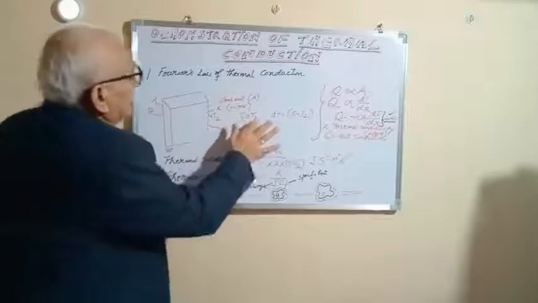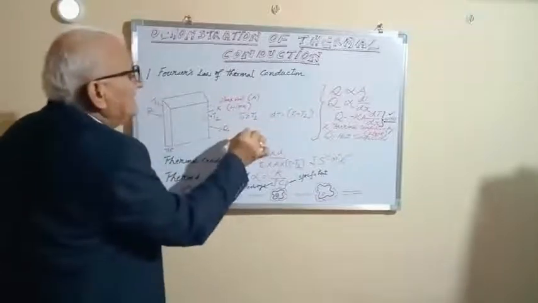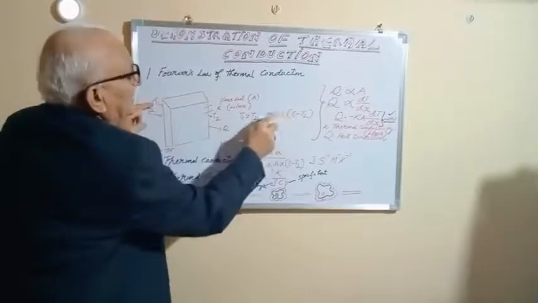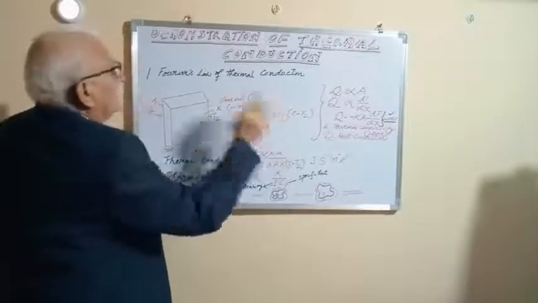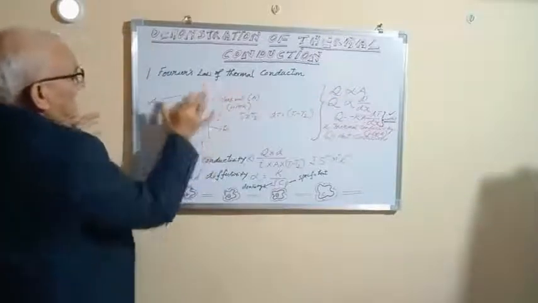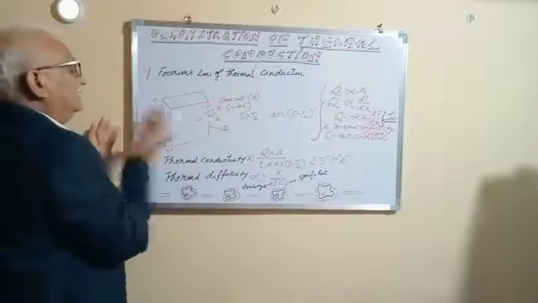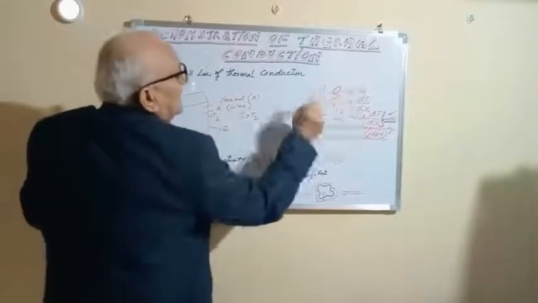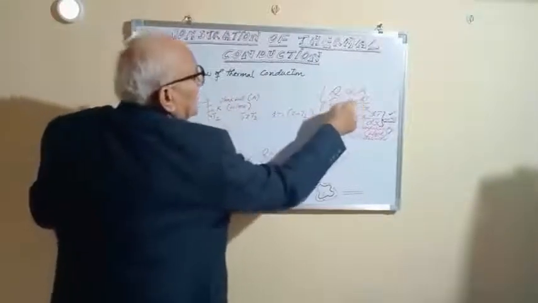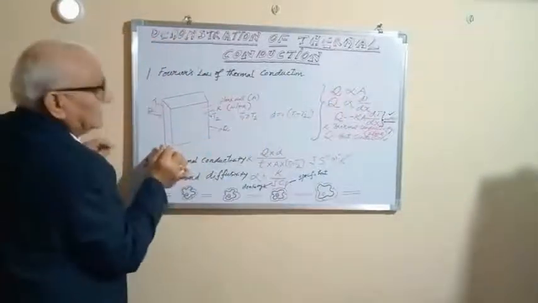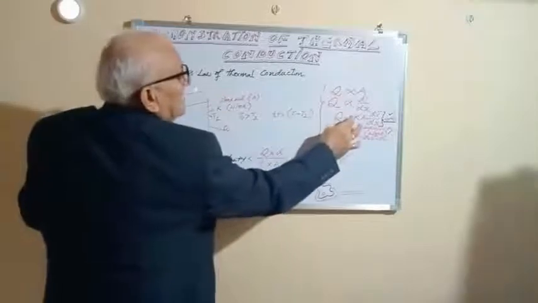Now T1 is greater than T2. What is the dT here? T1 minus T2 is dT. Now Q is proportional to A. What is A here? The area actually perpendicular. Q is proportional to dT by dx. dT is T1 minus T2. dx is the thickness. Now Q is equal to minus K.